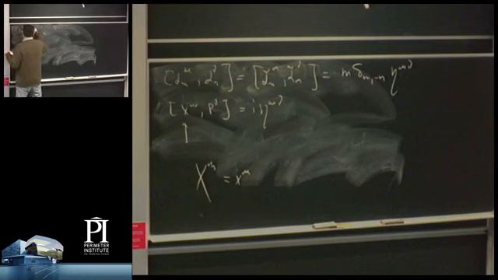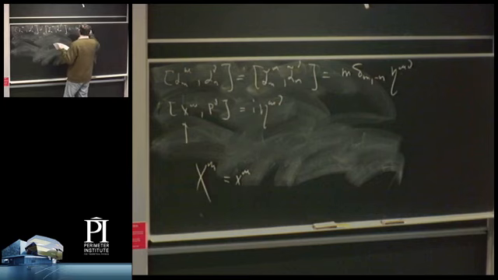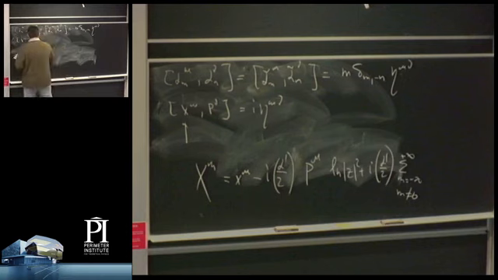So what we will find are the following commutation relations: the commutator of alpha m mu and alpha n nu is m delta m plus n eta mu nu, where eta mu nu is the space-time metric, and then we have the commutator of x mu and p nu, which is i eta mu nu.